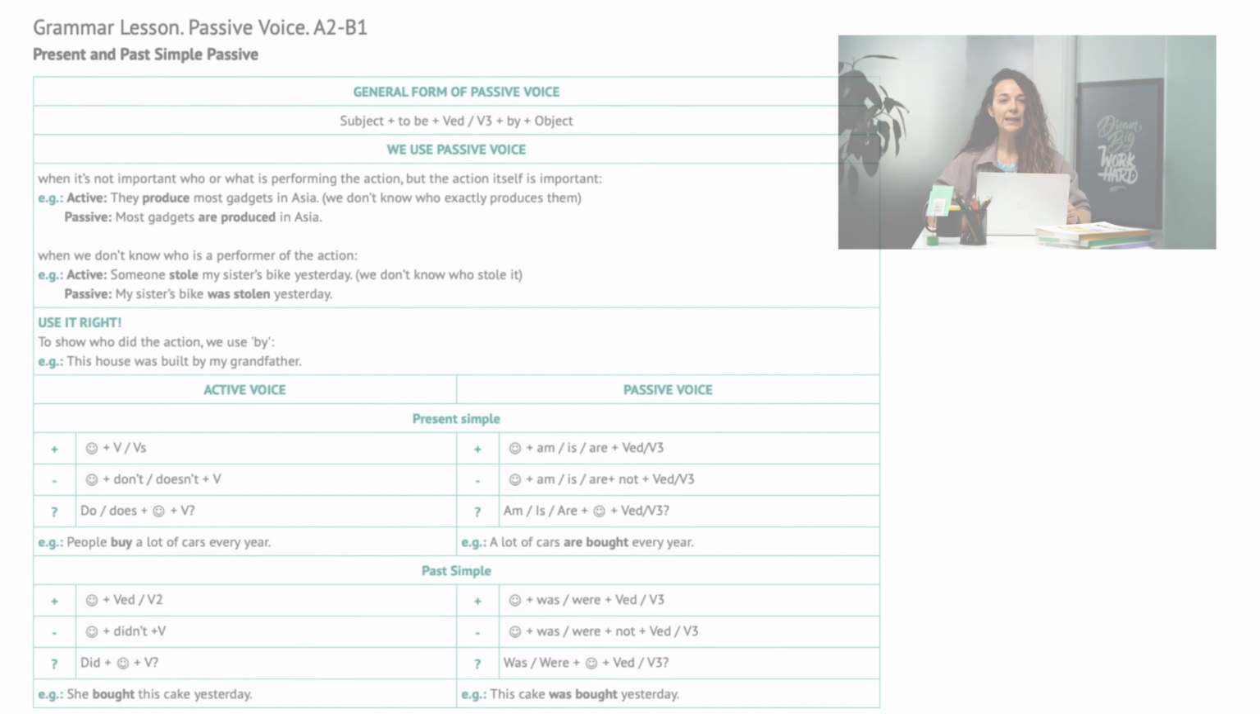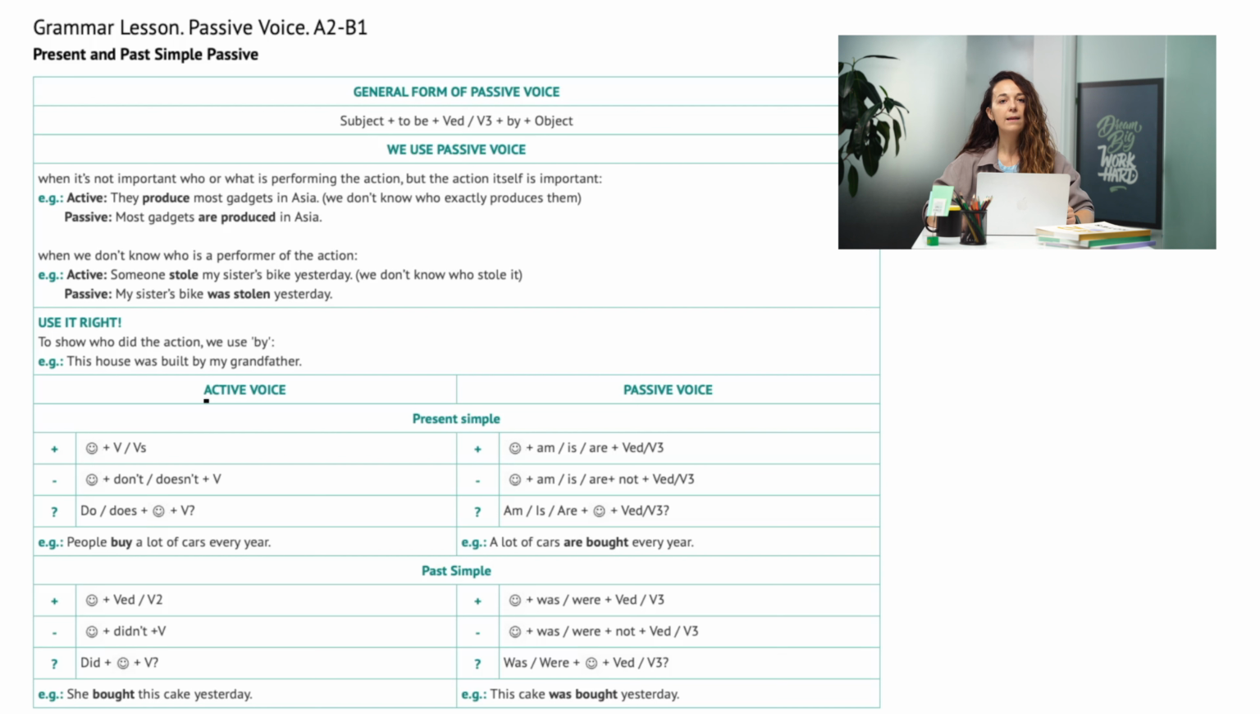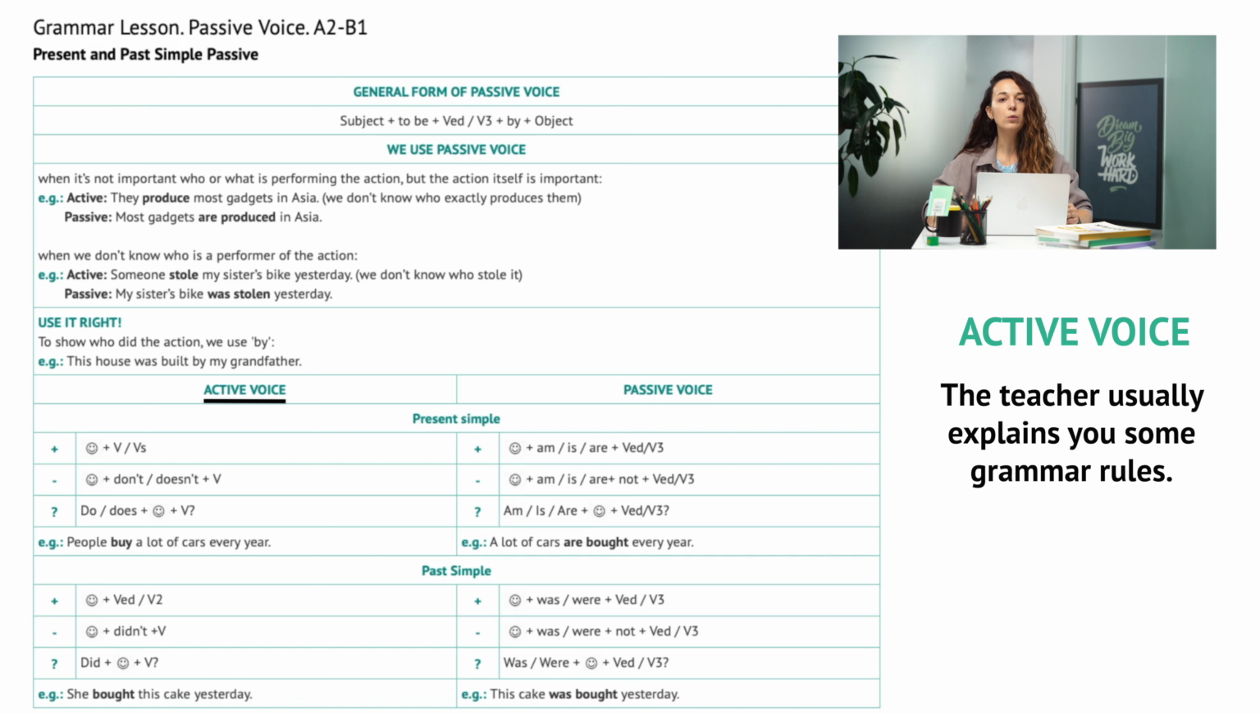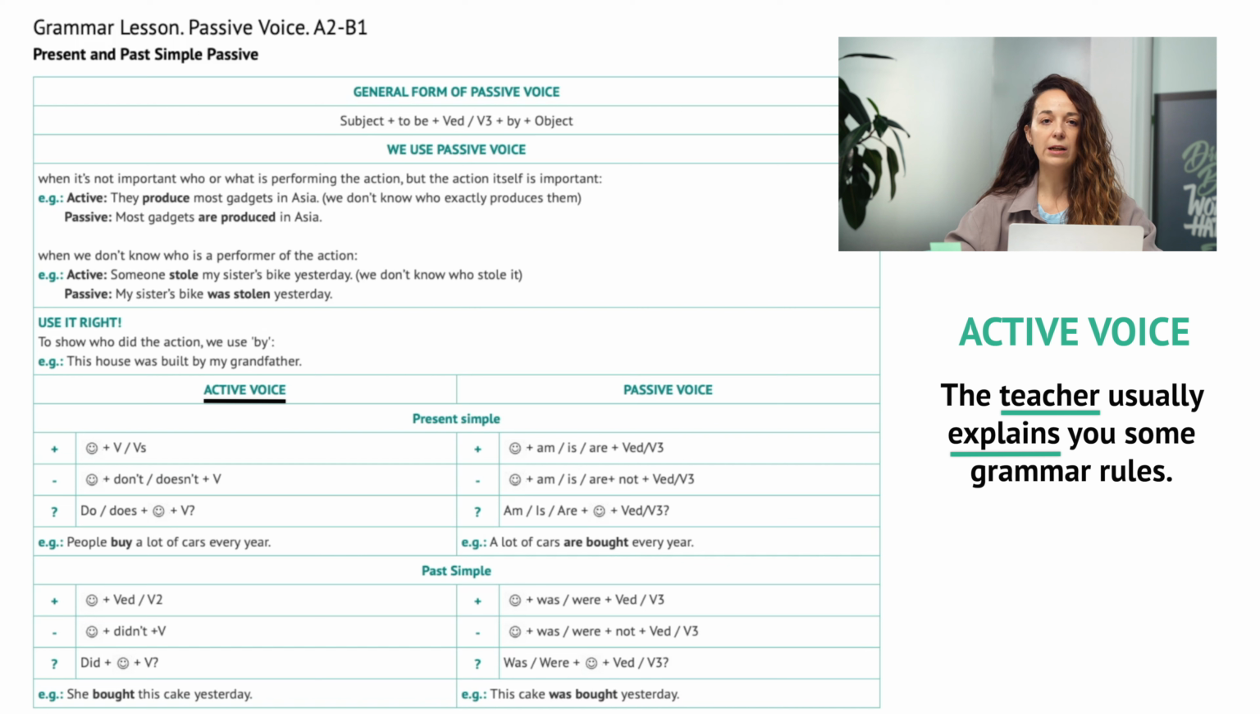In English, we've got 2 voices, the active voice and the passive voice. All the sentences that you learn from the very beginning of your English language adventure are in the active voice. It means that there's a doer of the action and the doer is our main focus. For example, the teacher usually explains you some grammar rules. Here we know the doer, the teacher, and we know the action, explains. The doer does the action in such sentences. We've got a standard word order here, subject plus verb plus object.